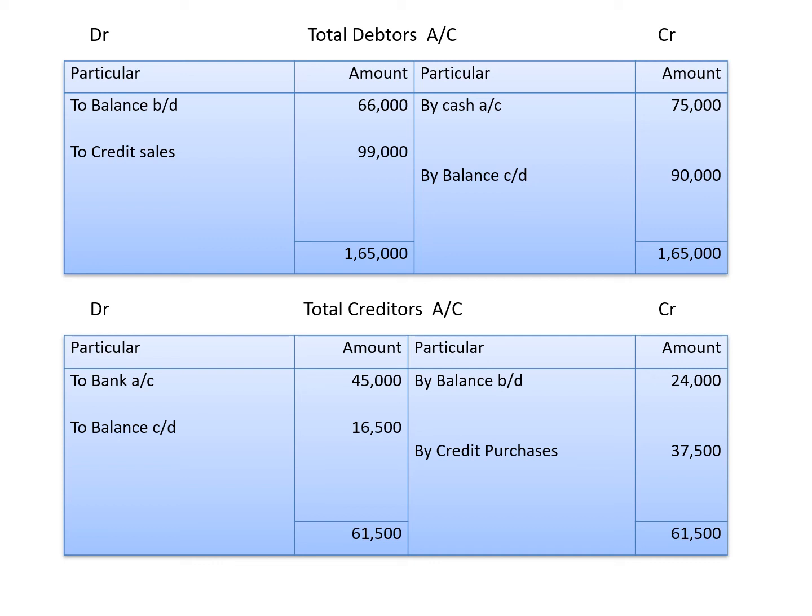Close the account. The balancing amount towards credit side is 37,500, which is nothing but credit purchases. So credit purchases we get as 37,500. Where do we take this credit purchase again? In the trading account towards debit side, purchases.